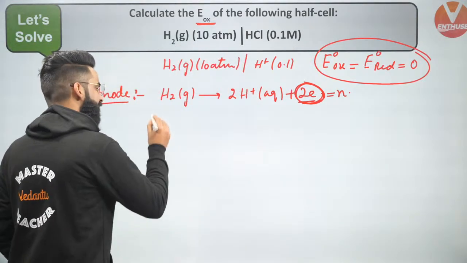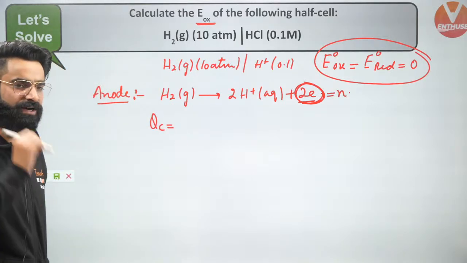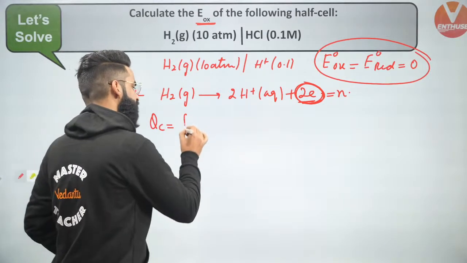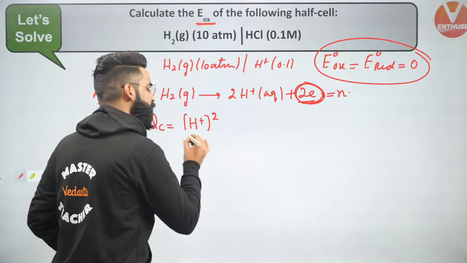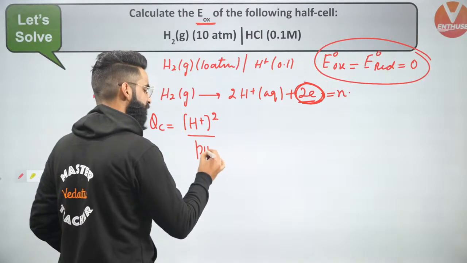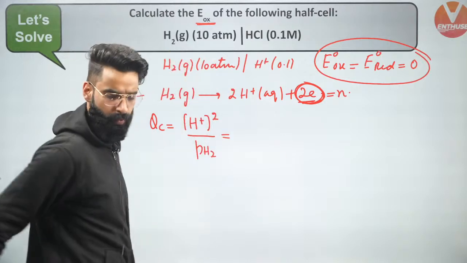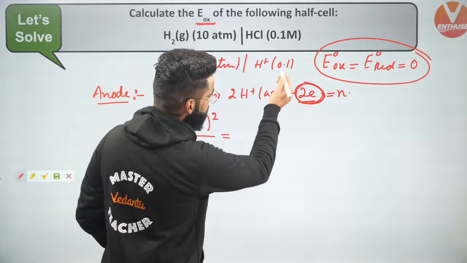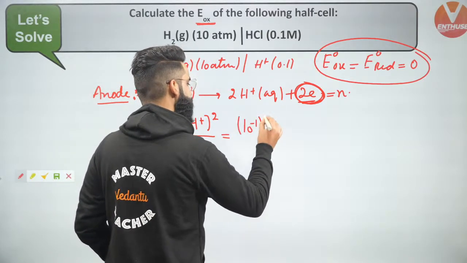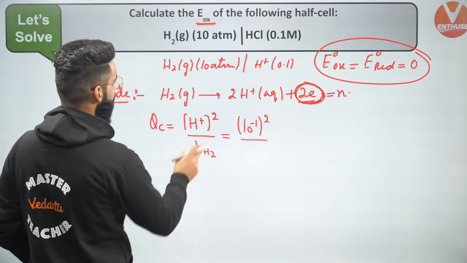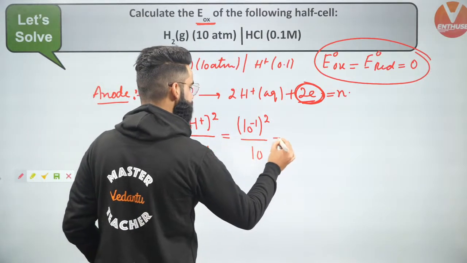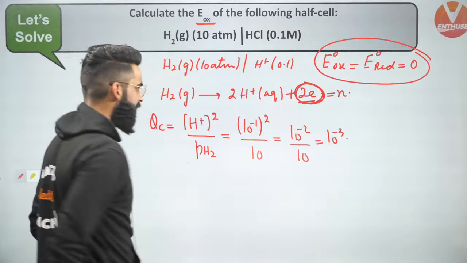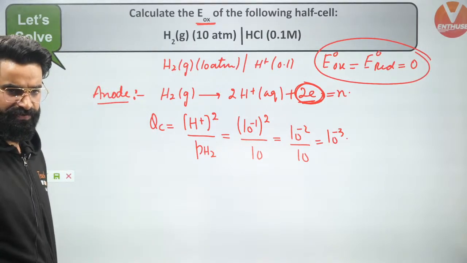If the value of N is 2, can I calculate the value of QC as well? I'll be starting from the product. Yes. See guys, this is H positive, aqueous. So I'll be simply writing the concentration of H positive raised power 2 divided by this in gaseous form. So I'll be using its partial pressure raised power stoichiometric coefficient, that is 1 again. Now guys, what is the concentration of H positive which is given to me? It's given to me as 10 power minus 1. So it's going to be 10 power minus 1 ka square divided by partial pressure of H2 gas which is given to me as 10. Yes. So it's going to be 10 power minus 2 divided by 10. So it's going to be 10 power minus 3 right here. I got the value of QC, I got the value of N.